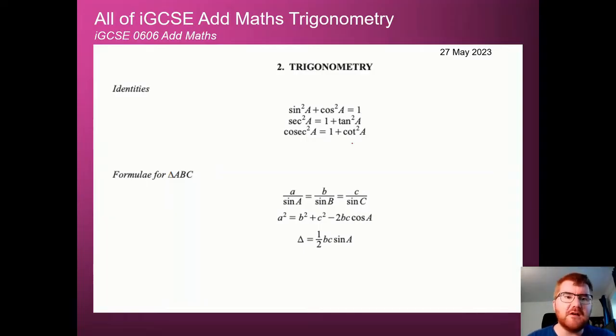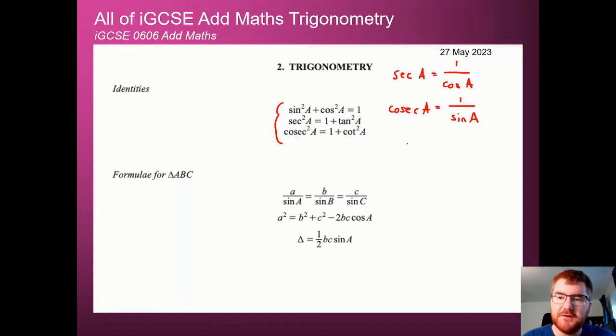Now before we start, the identities that you need to know are written here. So remember, you need to know these very well. And you also need to know the definitions of sec, cosec and cotangent. Remember, sec of A here, for example, is equal to 1 over cos A. And then cosec A is equal to 1 over sine A.